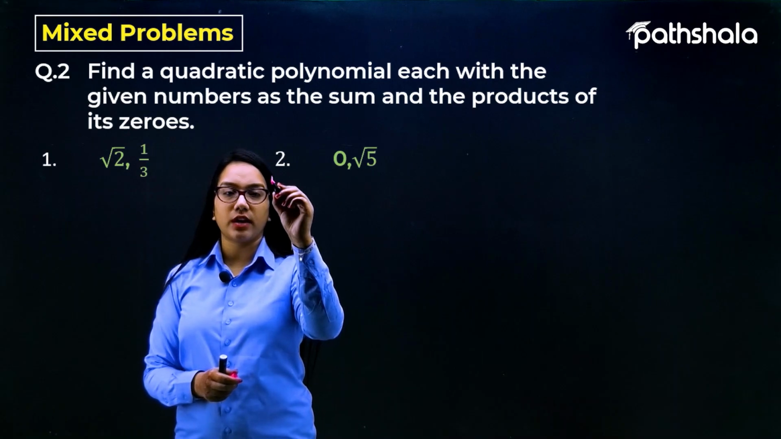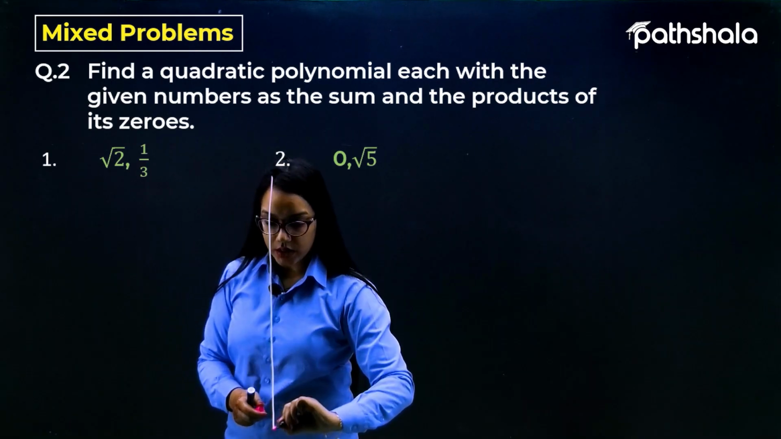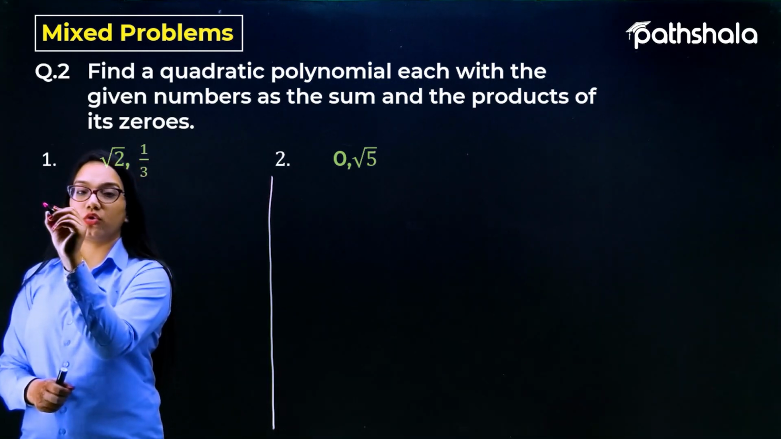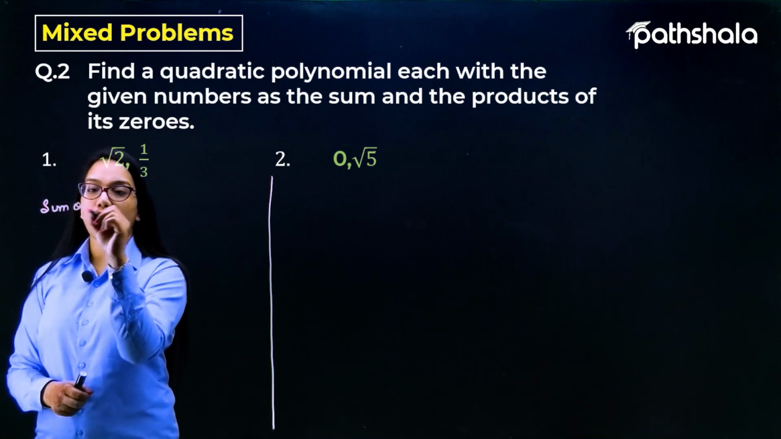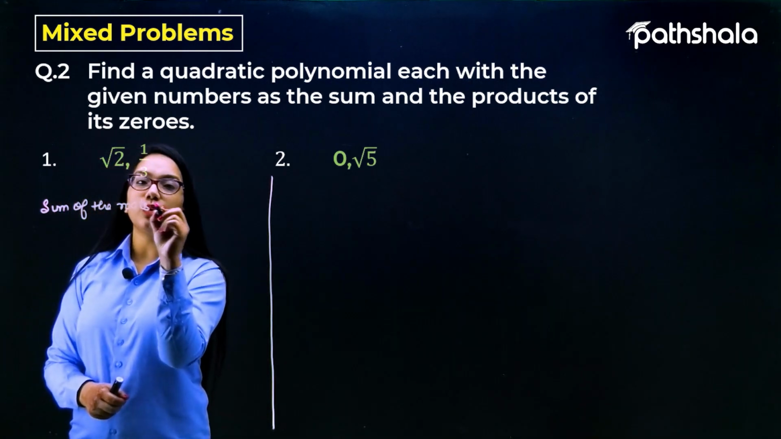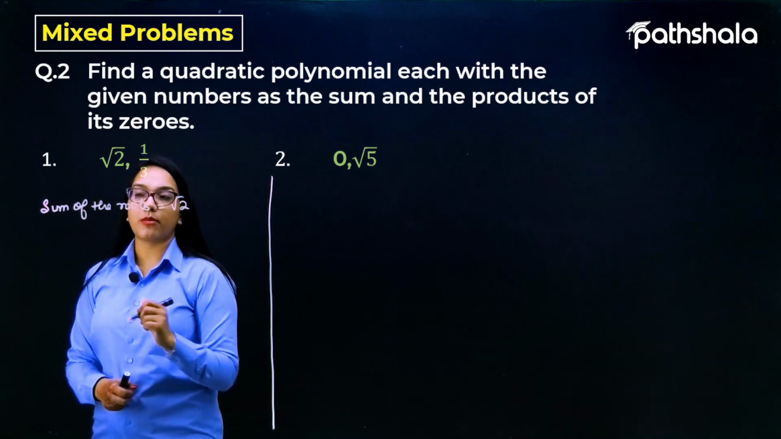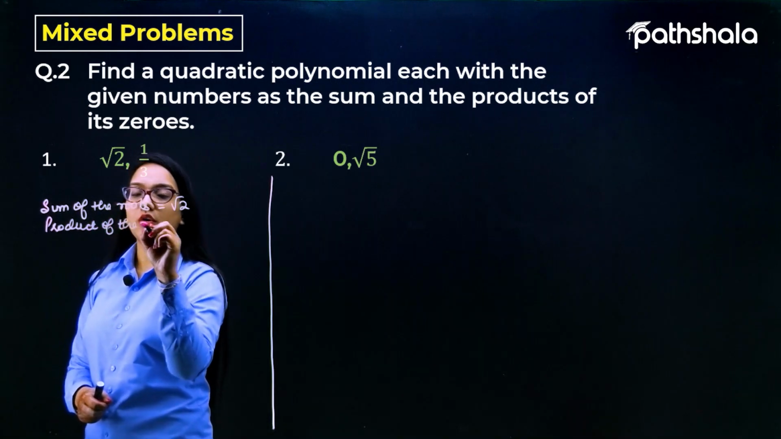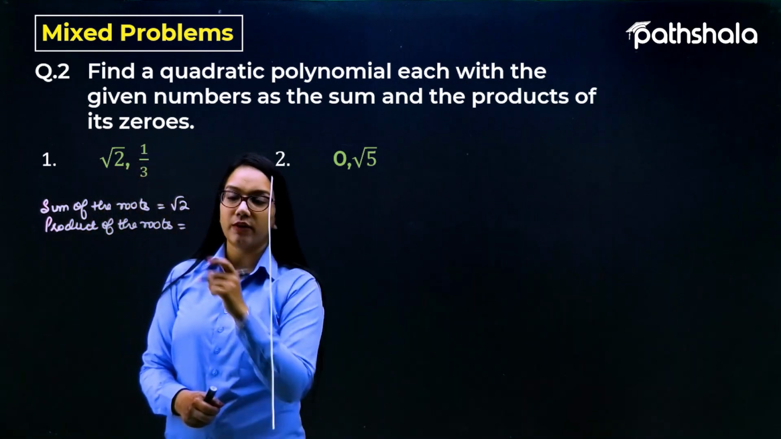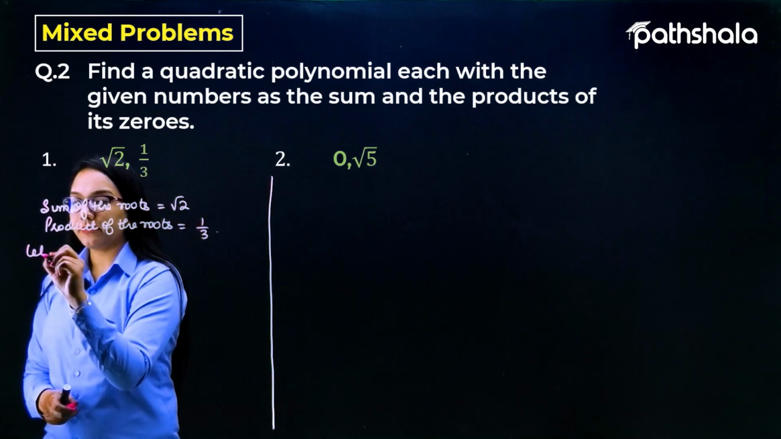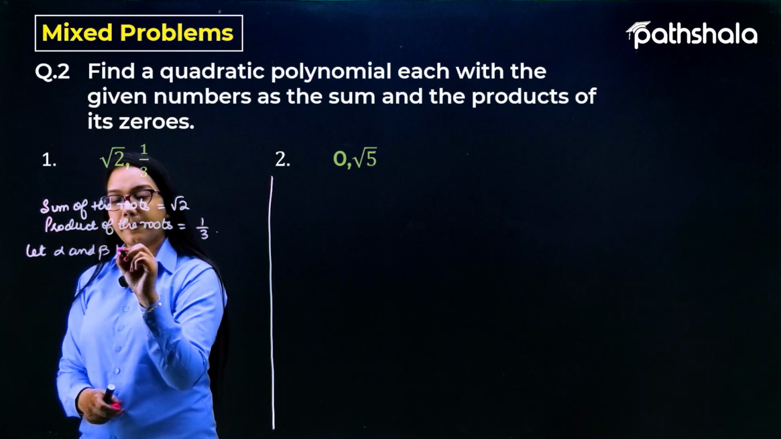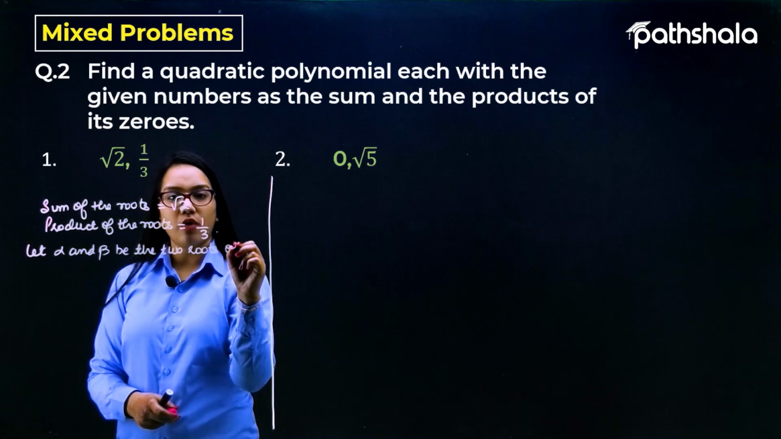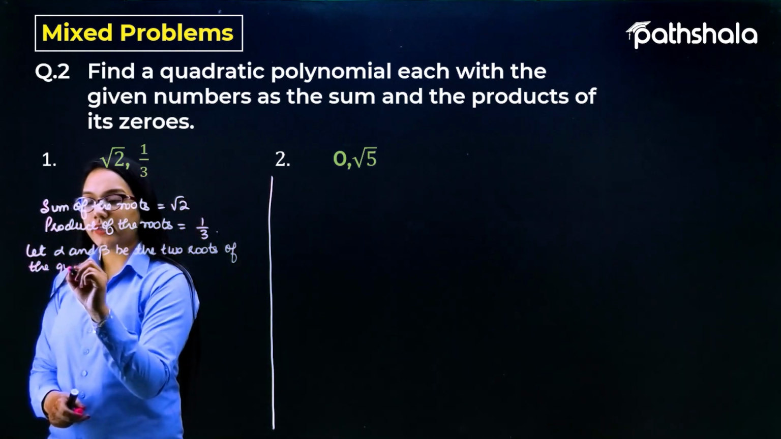So let us start with the solution set of the very first part. For the very first part, we have the sum of the roots, so let's write it. The sum of the roots is equal to root 2, and the product of the roots is given to us as 1/3. So let alpha and beta be the two roots of the quadratic polynomial.